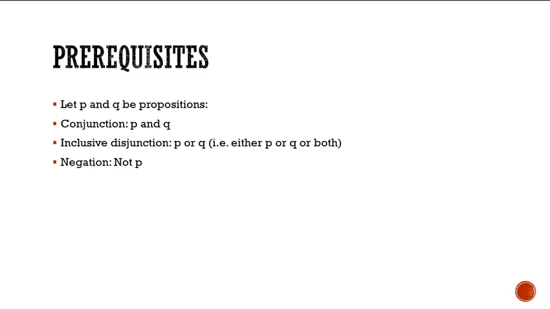We say that P or Q is an inclusive disjunction when either P is true or Q is true or both are true. And we say that P or Q is an exclusive disjunction when either P is true or Q is true, but not both of them at the same time. So that's basically it.